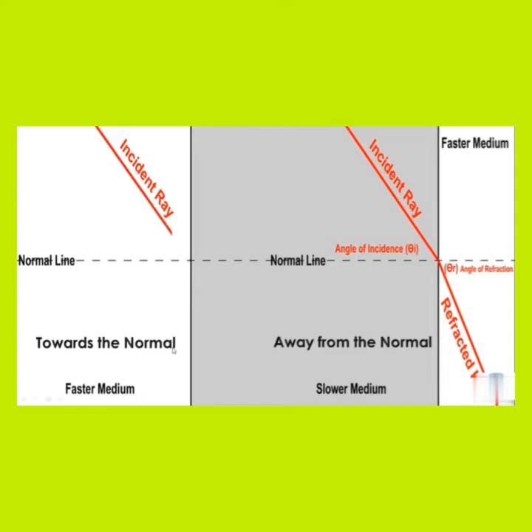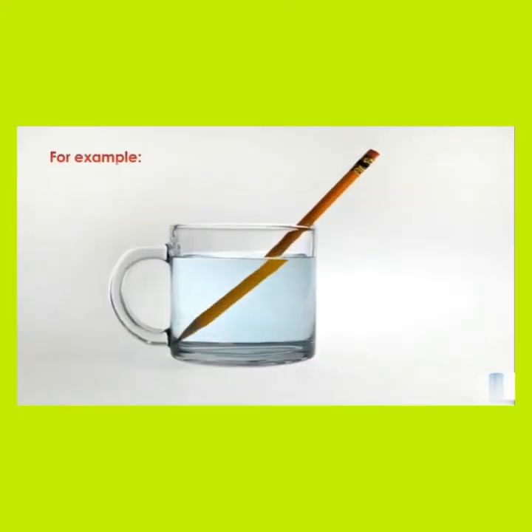You can observe this phenomenon with the help of the activity. Now take a glass beaker, fill it with water, and place a pencil in it. Now look at the pencil through the beaker. Does it appear straight? No. It will appear to be bent at the surface of the water.